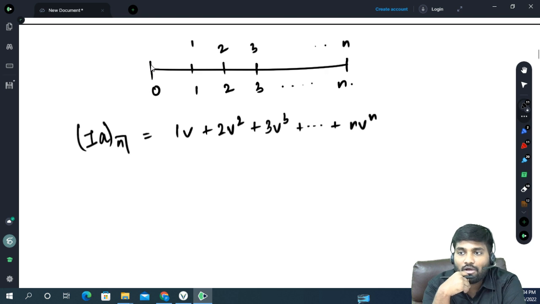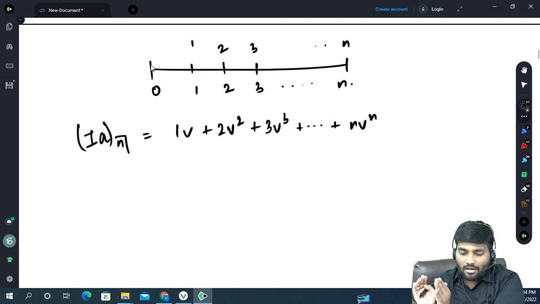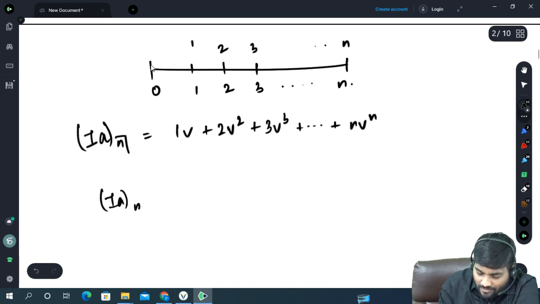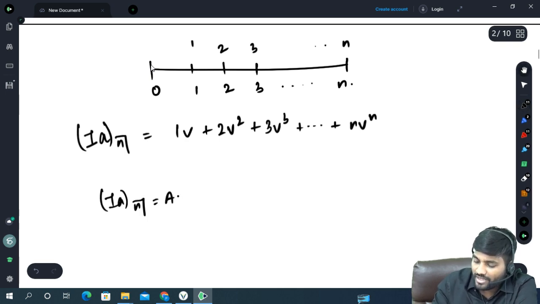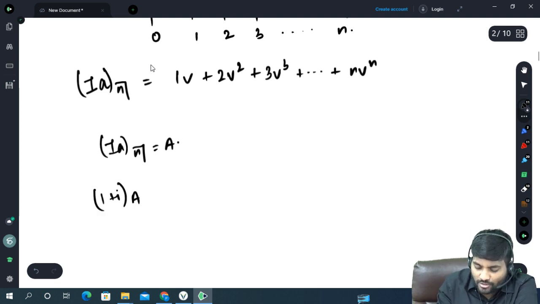Okay. So now, what shall we do? How to solve this? By taking V common? We'll multiply the full equation by 1 plus I and then we'll write it in another order like this. Let's suppose that IAN is equal to A. So we are multiplying both sides by 1 plus I, so 1 plus I into A.